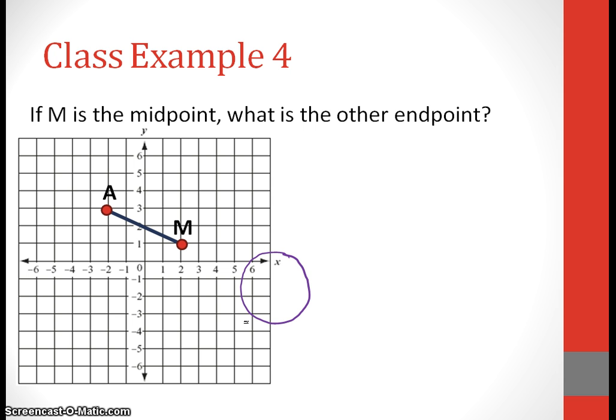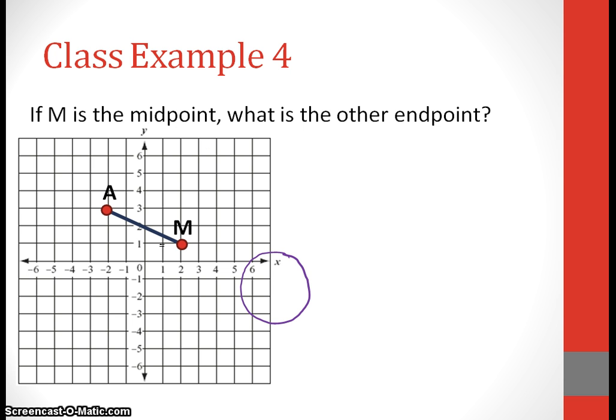Okay, so I like to make myself a target area, because if I get an ordered pair that's not in this target area, I've probably made a mistake. And in fact, if this is a multiple choice question, plot all of the points and see if one of them falls in here. If only one falls in your target area, then that's probably the answer, and you can just move on to the next question. But okay, if M is the midpoint, what is the other endpoint?